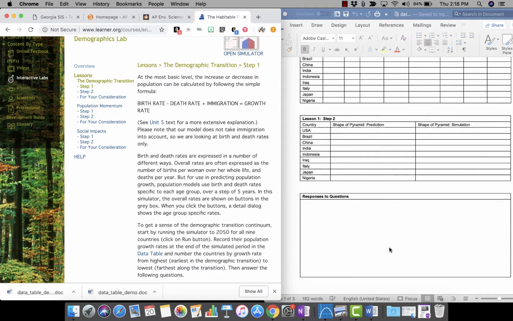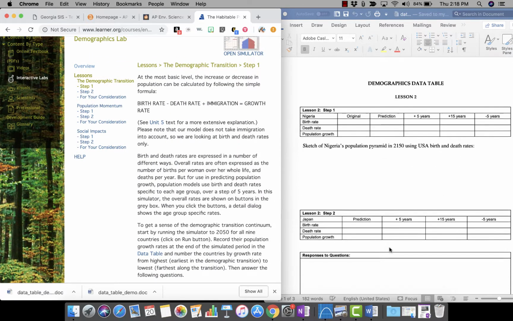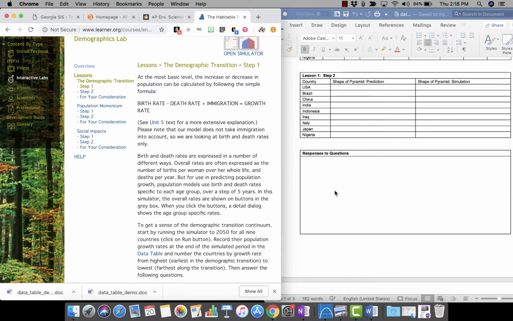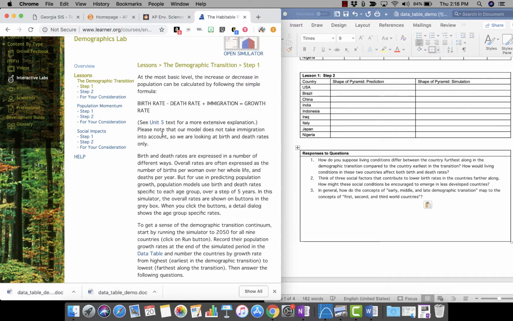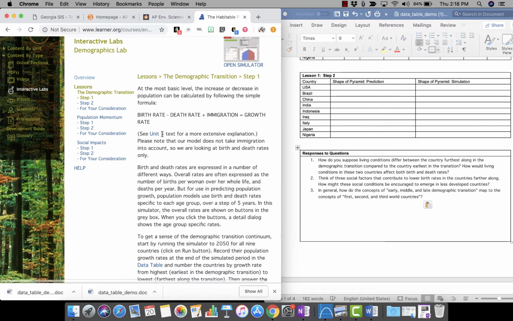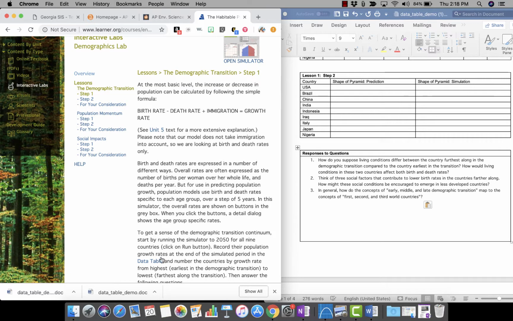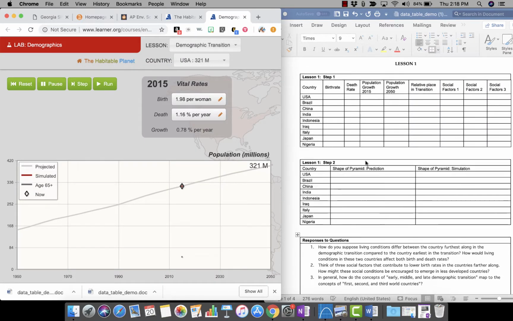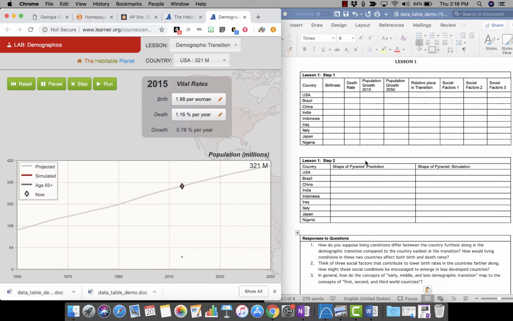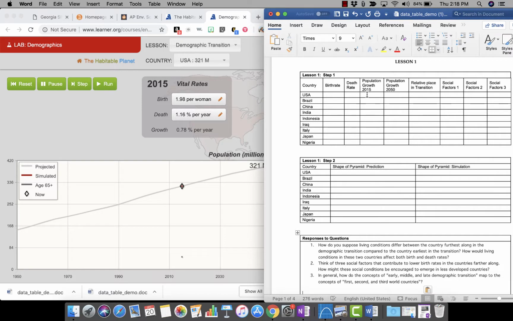These are the questions. Let me put them here, just so we've saved them somewhere. Okay, so you can read all this information. You can click this, and it'll give you the data table. But anyway, let's open the simulator. Okay, and let's see. We've got these different countries. So let's look at the USA in 2015.